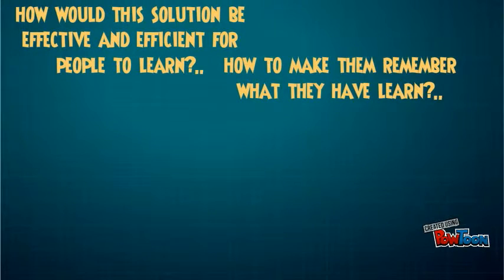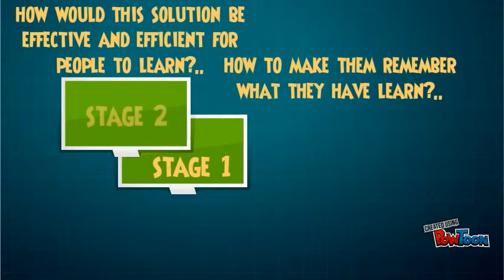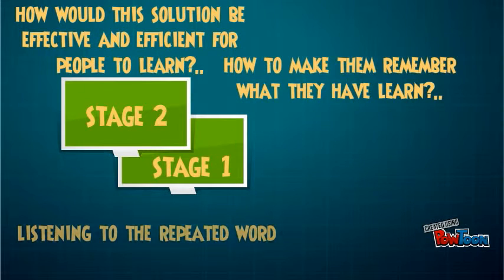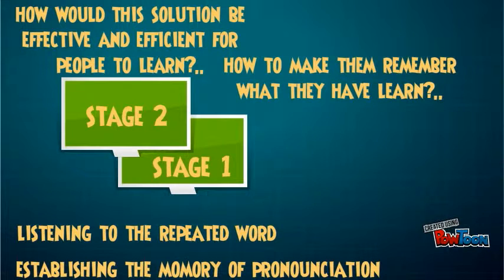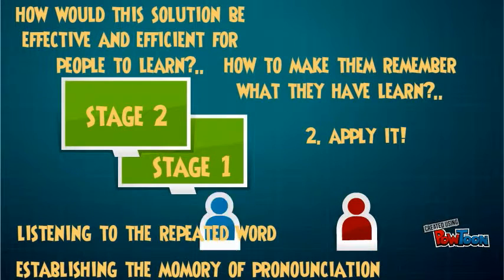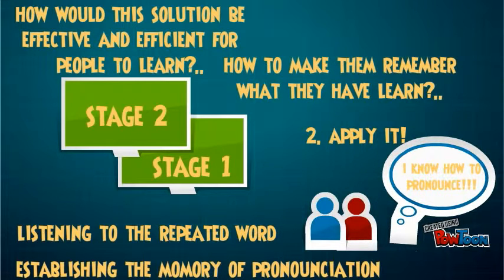In addition, the combination of Stage 1 and Stage 2 is to promote the memory of the player. By listening to the repeated words in Stage 1, people establish a memory of pronunciation and are required to apply that right in the next stage. It is more effective and efficient for people to remember a new word.